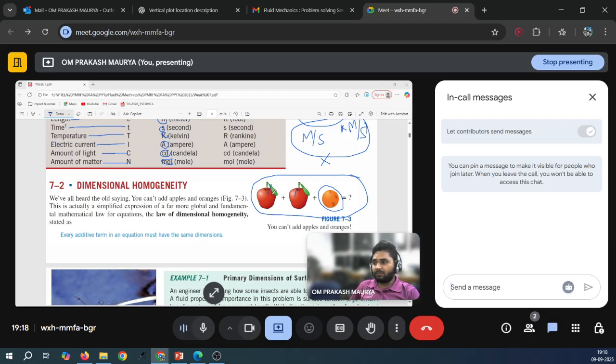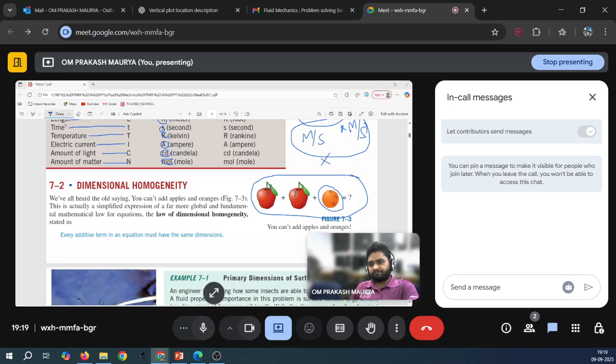So let me just discuss the homogeneity. We have all heard the old saying, you cannot add apple and orange. You know why? Because they are not the same. This is actually a simplified expression for a more global and fundamental mathematical law of equations, the law of dimensional homogeneity, stated as: every additive term in an equation must have the same dimensions.